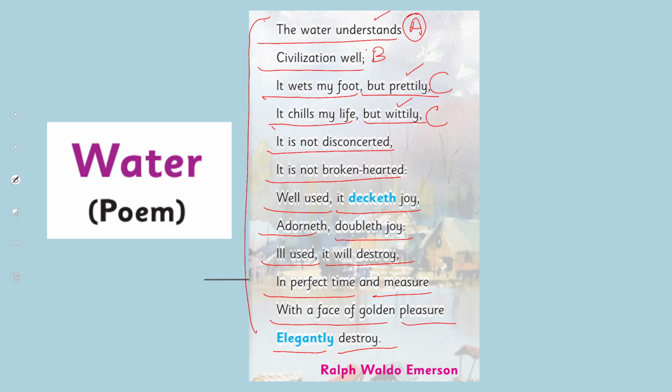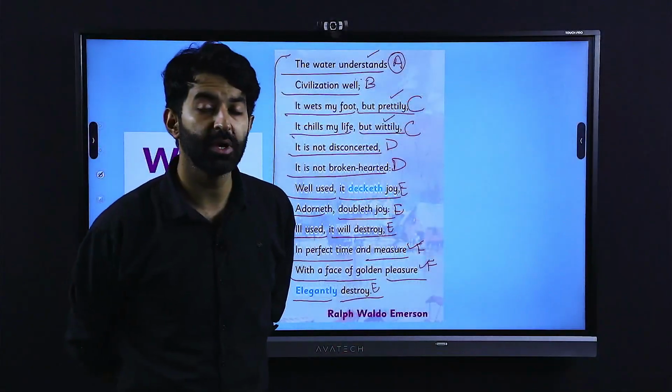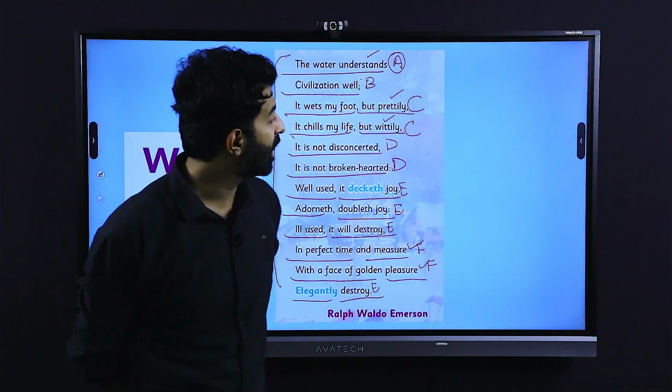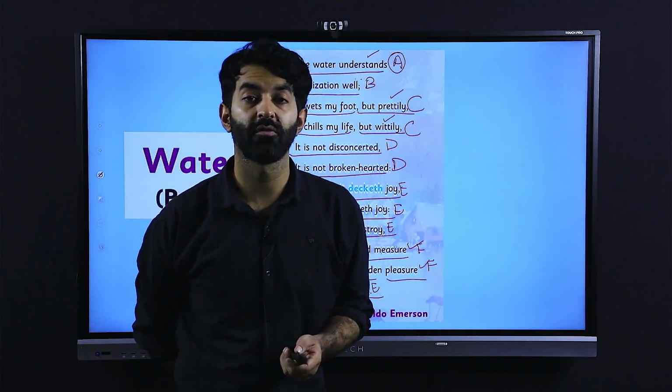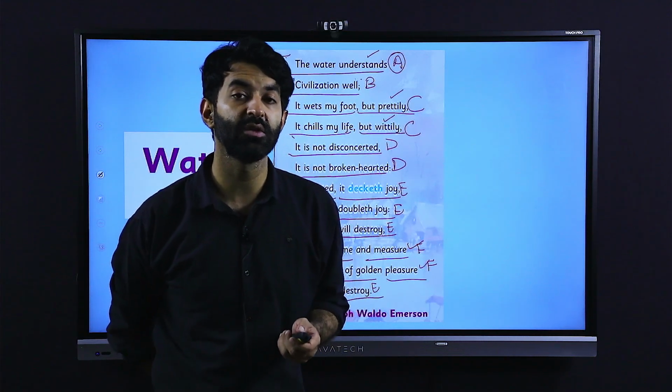Disconcerted and broken-hearted, D and D. Joy, joy, destroy, E, E and E. Measure and pleasure will be F and F. Destroy will also be E. So this is the rhyming scheme of the poem. The poem has used different figures of speech. We can analyze it. You can see how the poem is structured in this way with 12 lines that Ralph Waldo Emerson did, and this is how he structured the poem.